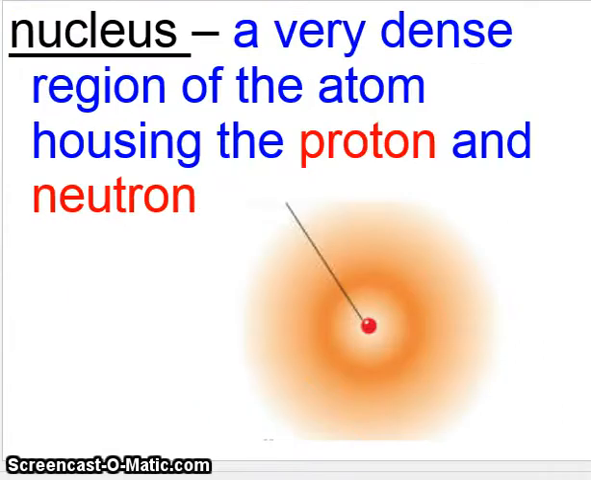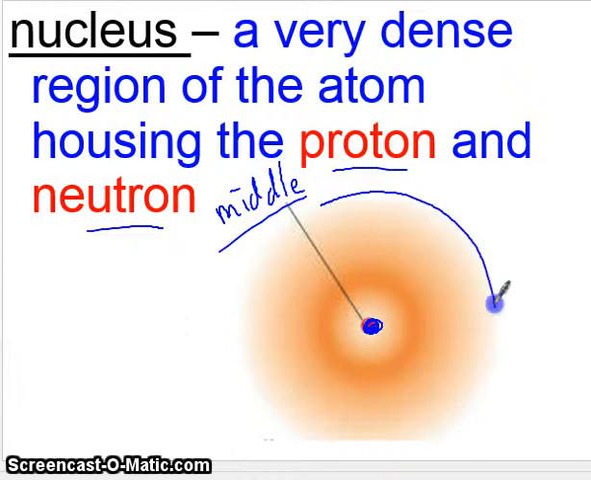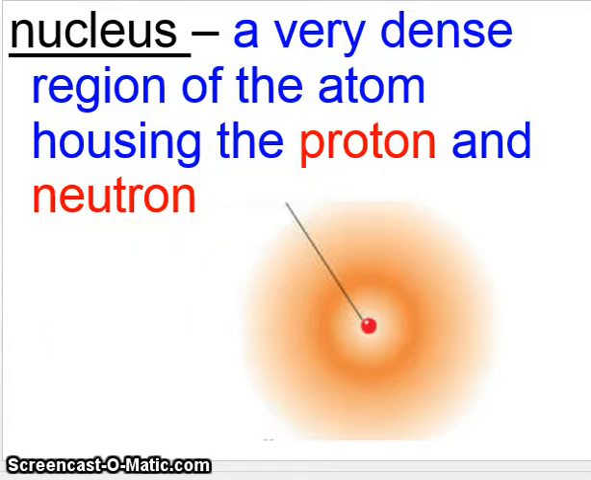Okay, the nucleus then is a very dense region of the atom which houses both the proton and the neutron, which we'll define in more detail in a minute. And the nucleus is thought of as occurring in the middle. You may be aware of this. The nucleus is the exact middle of the atom. Now it's very dense. In fact, most of the size of the atom is made by the electron traveling around the nucleus. The nucleus is actually a very small point inside the atom in the middle.